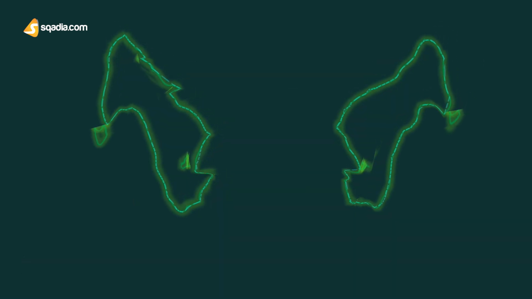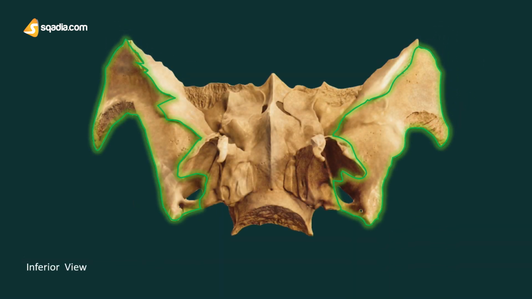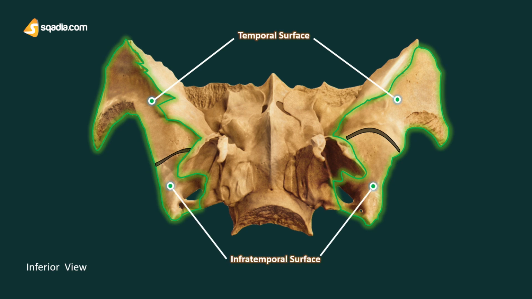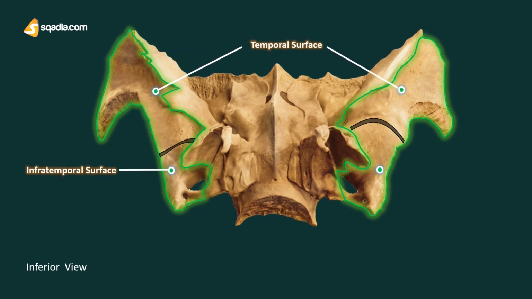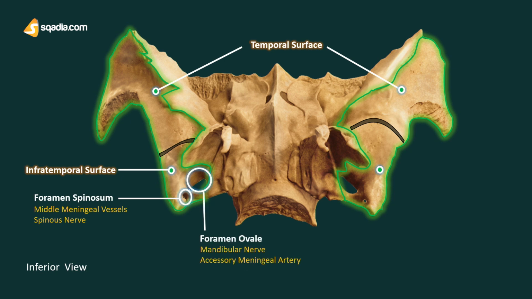Next we have the lateral surface. Now this is a horizontal ridge which has the infratemporal crest dividing it into two surfaces, upper and lower. The upper surface is also called the temporal surface and the lower surface is known as the infratemporal surface. The foramen spinosum and the foramen ovale are pierced into this surface. So we talked about the cerebral and the lateral surface.